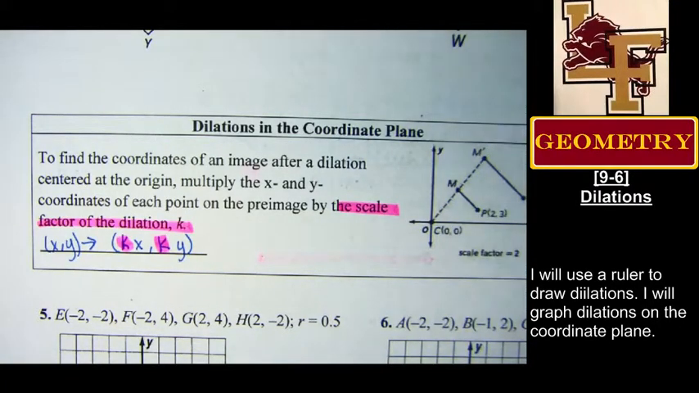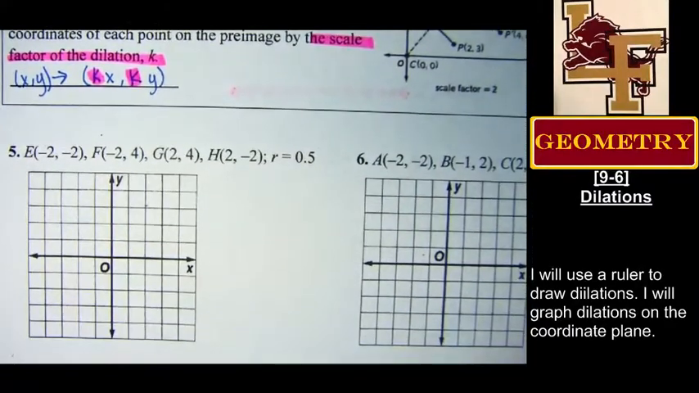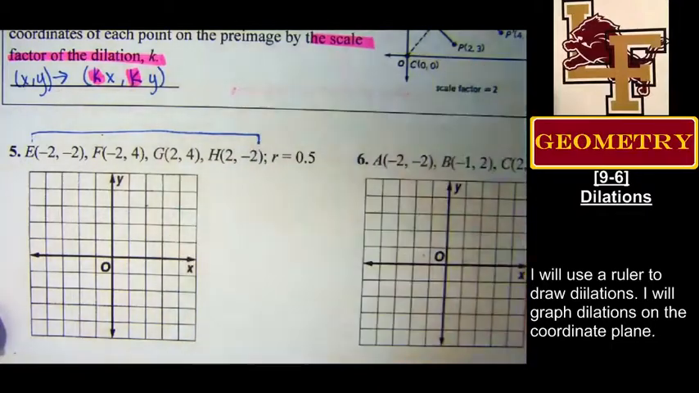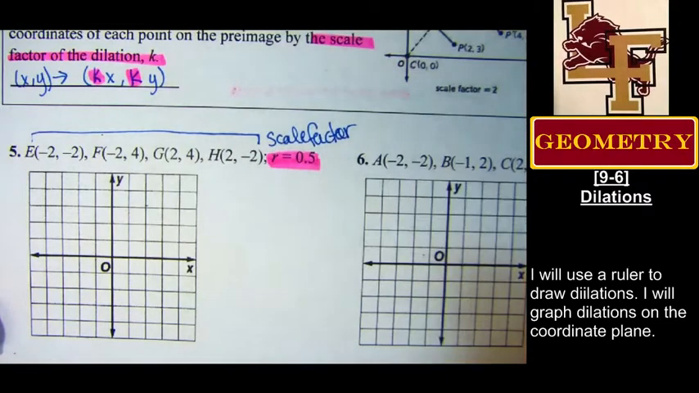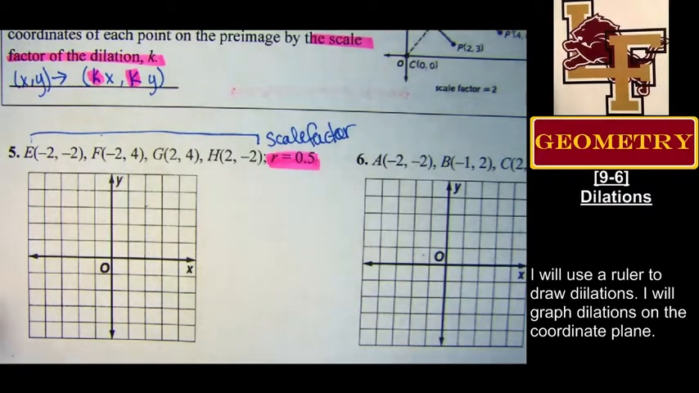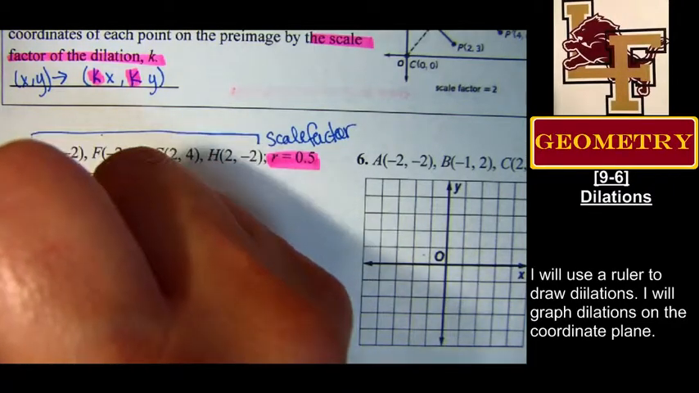Let's practice. We have number 5 and number 6 at the bottom of the page. You tell me which one of these two you would like to see done. Number 5 or number 6? Number 5. All right. Step 1. Let's identify the information we have. These are the points that we are going to be dilating. This is the scale factor. So I am going to plot the points that I've been given to dilate. And please make sure that you label these points.